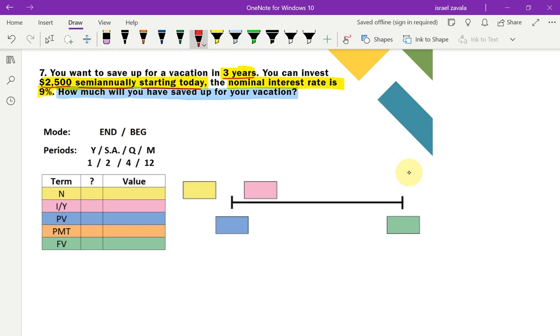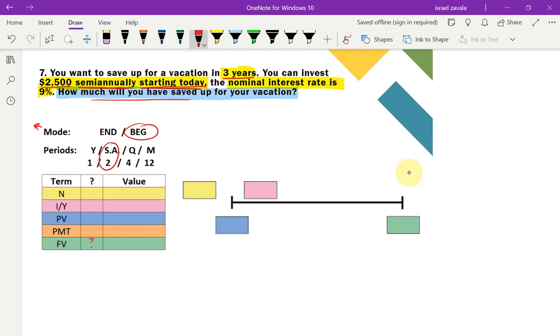Okay, so first off, what are we looking for? How much will you have saved, right, in the future? Now, let's start from top to bottom. What mode should we be in? Well, it says starting today here. So we need to be in begin mode. What periods do we need to be in? It is semi-annually. So it needs to be twice a year.